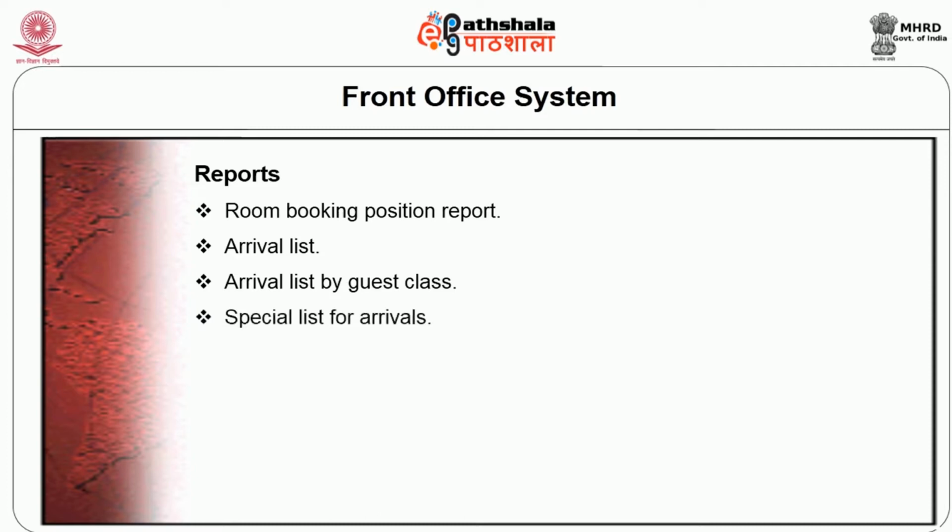Next is the special list for arrivals. The special list is a list of important persons of the city or the country, for example political leaders coming to the hotel, or any cine actors coming to the hotel. So you will have a separate special list for all these arrivals, so that you can make prior arrangements for receiving the special persons.